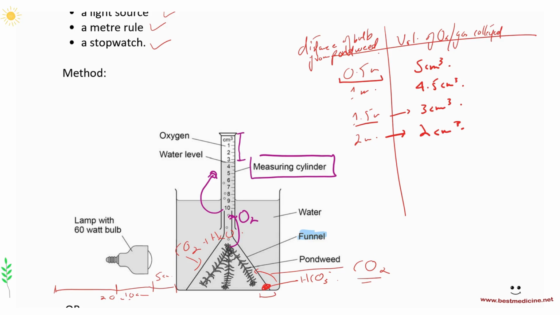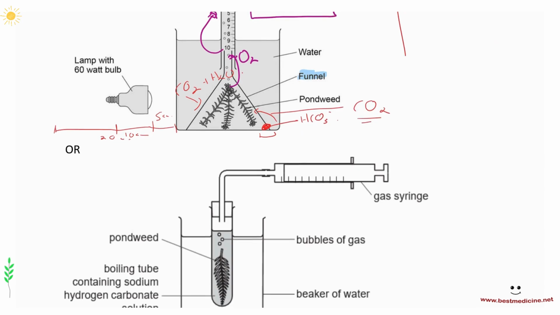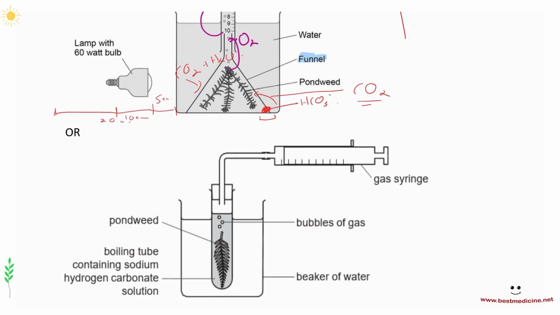Another way to set up this experiment, and they can, of course, change this to test if you're actually able to understand things and you're not just memorizing off of the content. Instead of a filter funnel, they can put it in a test tube, and instead of attaching a measuring cylinder, they can attach a gas syringe. But the experiment is pretty much the same.